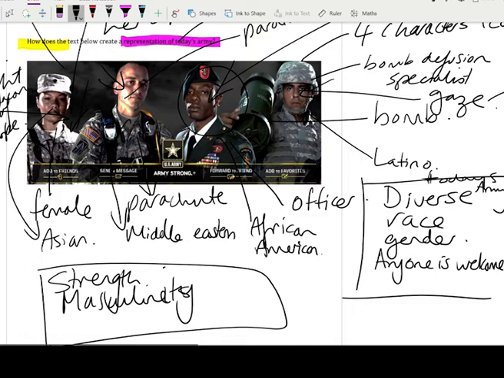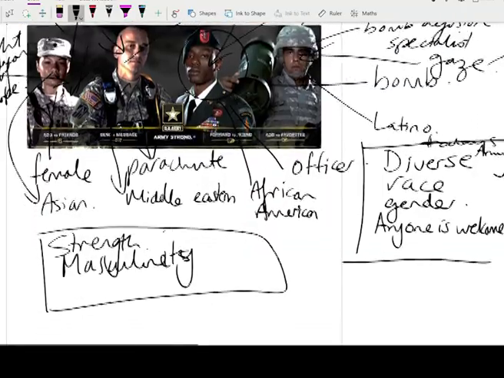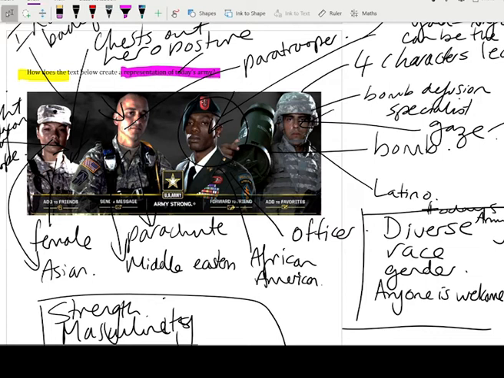So how is today's army being represented? It's being represented as diverse in gender and race. It's been represented as a place which welcomes anybody. How is it the same? It's still representing that the army is strong. They are heroes. They are there for your benefit. They will defend you in your time of need, and they are something that we value as well.